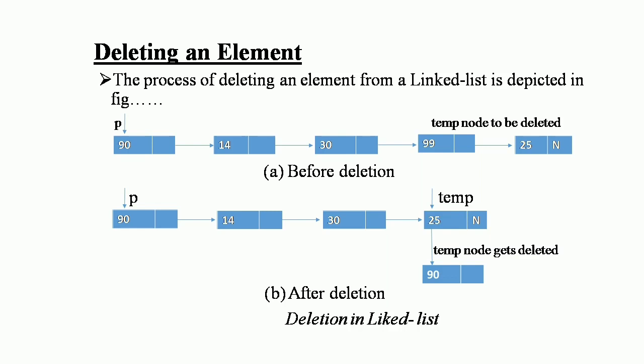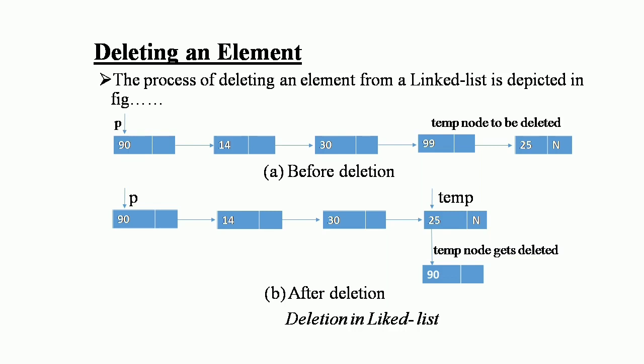Already you have discussed the different ways of inserting an element. In a similar way, how do we delete an element? In the process of inserting, we took 5 elements and inserted a new element after the third element. The process is the same, but reversed for deleting an element. The process of deleting an element from a linked list is depicted in a figure.